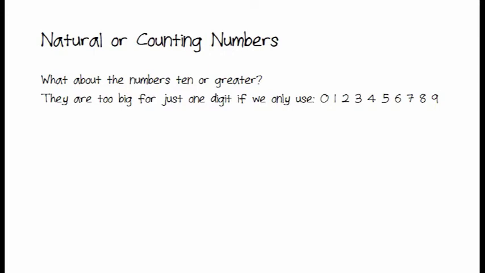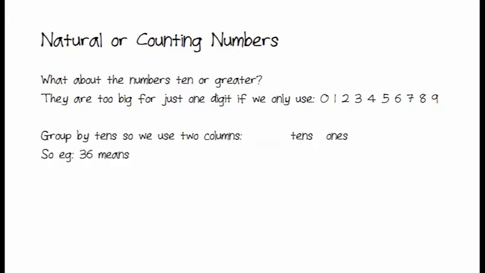So we use one column for all the numbers that can fit between 1 and 9. And we use another column for groups of 10. If we have a number like 36, how do we write it? Well, what do we have here? We have 6 ones, so we put a 6 in the ones column, and in addition to that we have 3 tens, so we put a 3 in the tens column. That's why it reads 36.